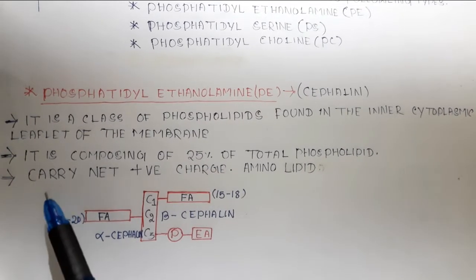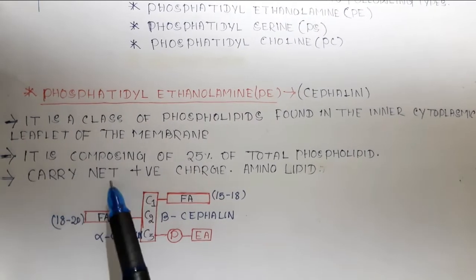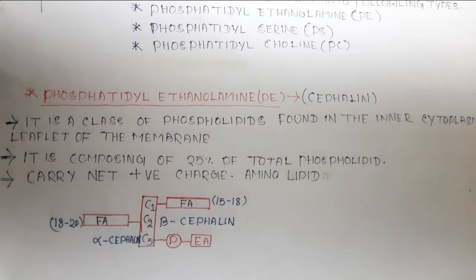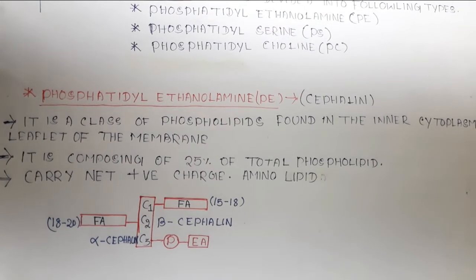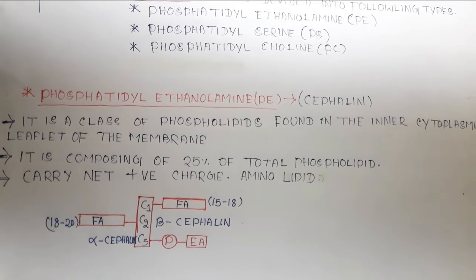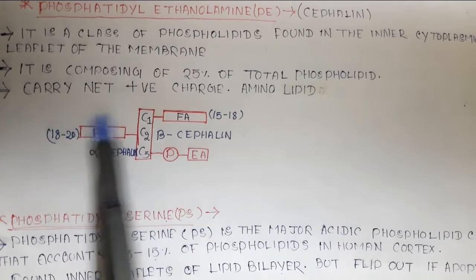Then if we talk about the charge of phosphatidyl ethanolamine, we will see a net positive charge, aminolipid. Then why do we call it an aminolipid? Because it has an amine group which is added in lipid, so we call it an aminolipid. Then we will see its structure.